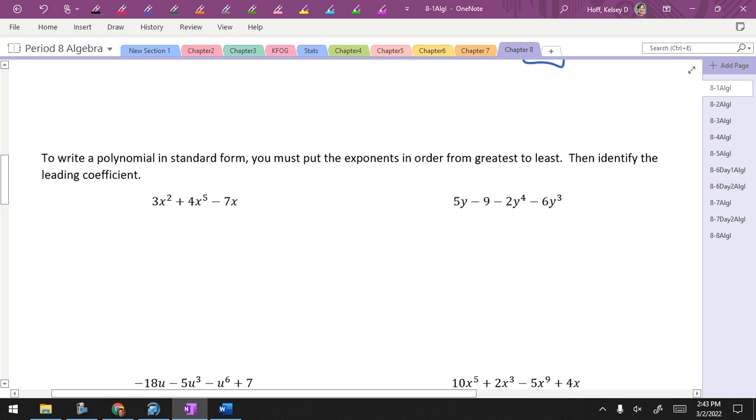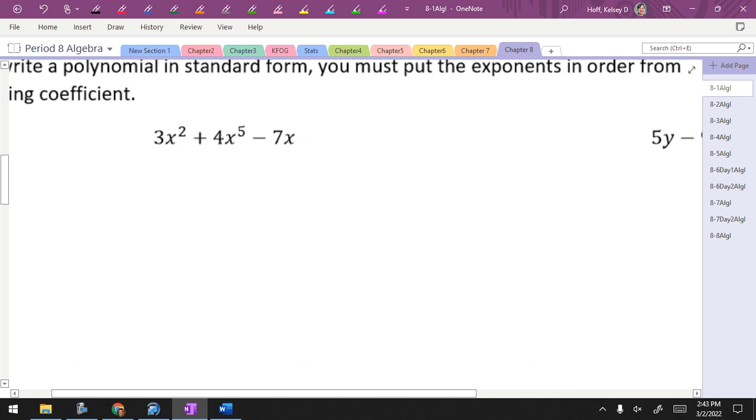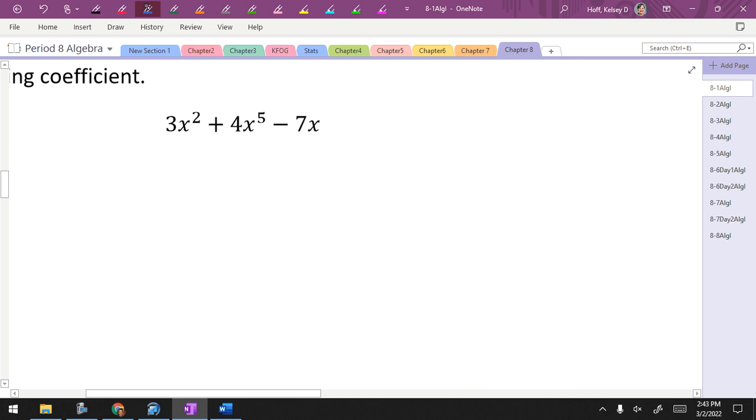Leading means out front. What's a coefficient? Number in front of your variable, right? So once we write this in standard form, highest exponent to lowest exponent, we need to tell them what the starting coefficient is. So if we look at the polynomial, 3x squared plus 4x to the 5th minus 7x. What's your highest exponent? 5. That term goes first. So what are you going to write first?